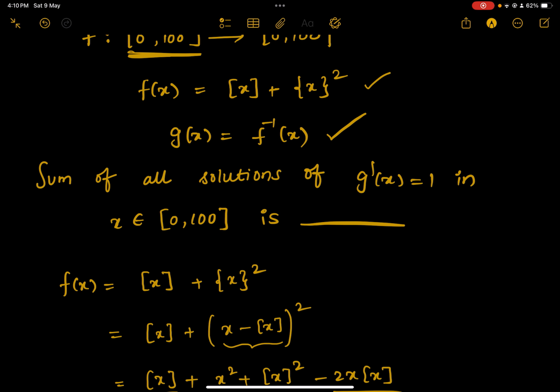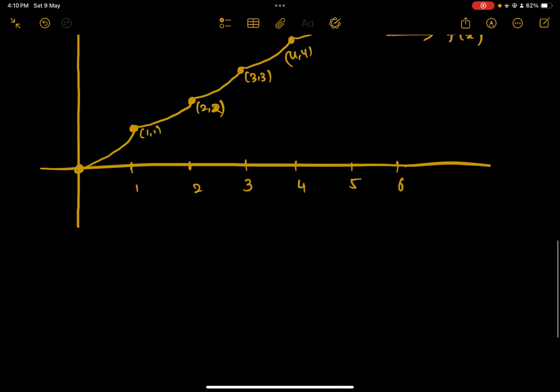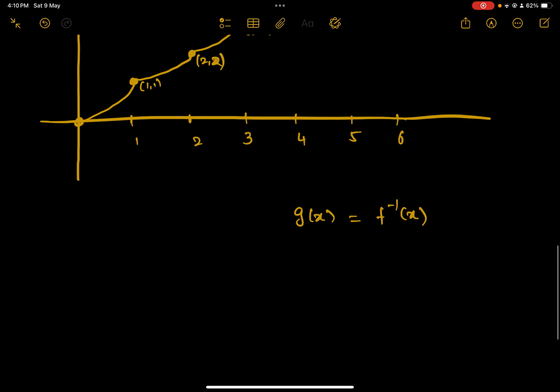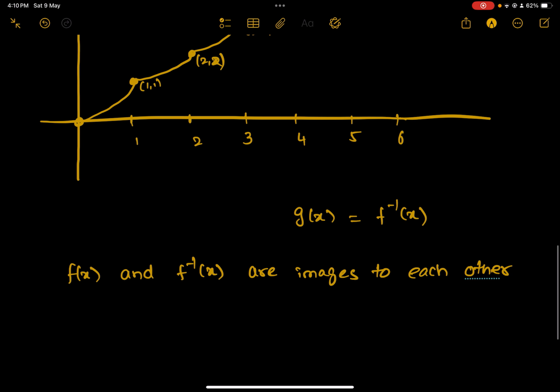So your g of x is f inverse of x. Now how do you find g of x? Your f of x itself is a piecewise function. Here you should recollect one fact: both f of x and f inverse of x are images of each other in the line y is equal to x.